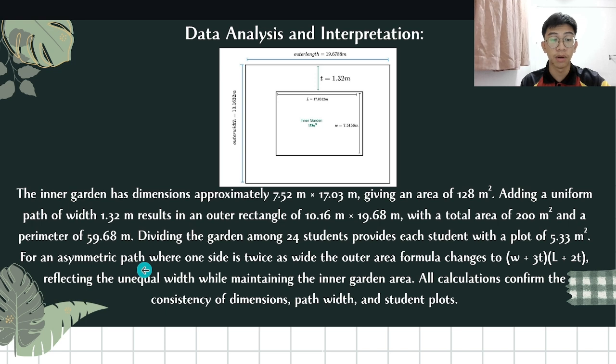For an asymmetric path, where one side is twice as wide, the outer area formula changes to W plus 3T times L plus 2T, reflecting the unequal width while maintaining the inner garden area. All calculations confirm the consistency of dimensions, path width, and student plots.